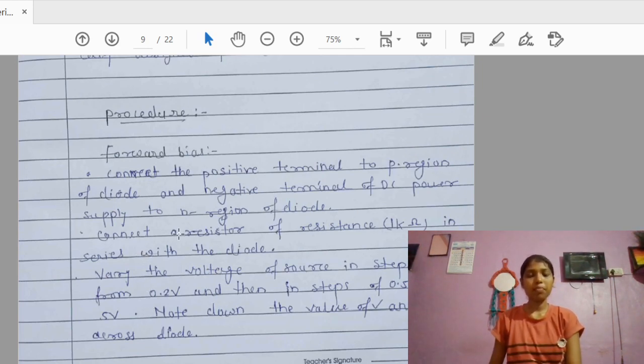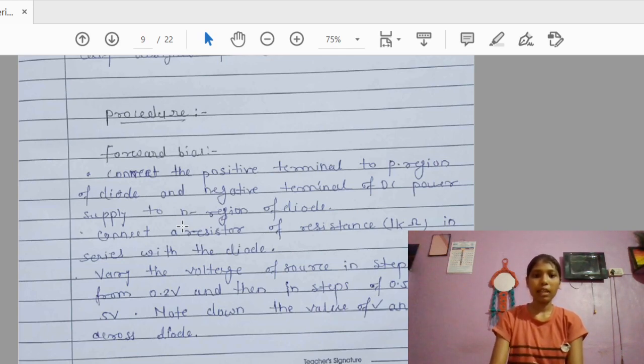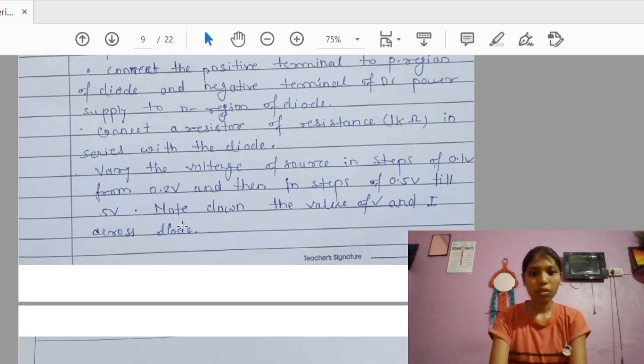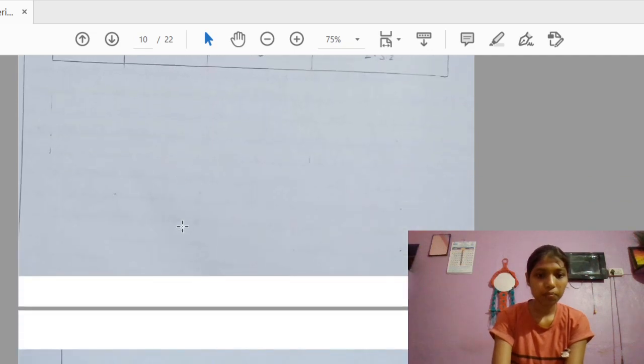Procedure for forward bias. Connect the positive terminal of the DC power supply to the P region of the diode and the negative terminal to the N region of the diode. Connect a resistor of 1 kilo ohm in series with the diode, and vary the voltage of the source in steps of 0.1 volt from 0 to 0.2 volt, and then in steps of 0.5 volt up to 5 volt, and note down the values.